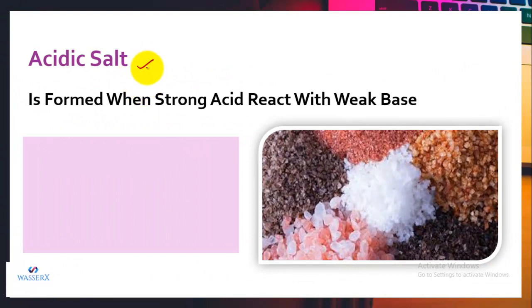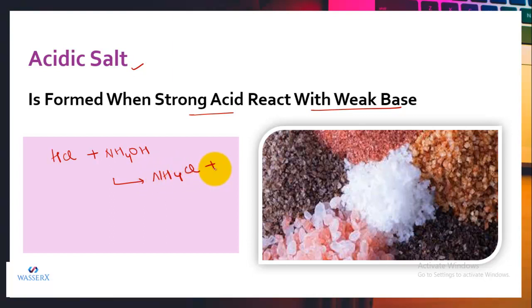Acidic salt is a salt which is formed when a strong acid reacts with a weak base. Let's take an example. Let's say we have a strong acid, that is HCl, and let's take some weak base, that is NH4OH. When they both react with each other, what do we see? The salt is formed, but it is somehow acidic in nature, because you can see that it possesses hydrogen ions. So these kinds of salts which possess hydrogen ions in them are termed acidic salts.